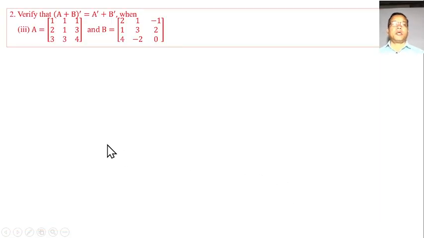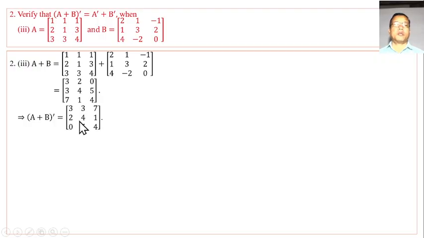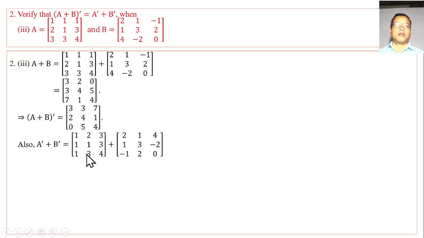Roman number 3: A plus B. We take A plus B, then its transpose. The first row is 3 2 0, and the first column is 3 4 parts, the second column is 7 1 4. So A transpose plus B transpose: we take the value of A transpose and the value of B transpose, and sum them up. The matrix and its value are the same, and this equal to this is verified.